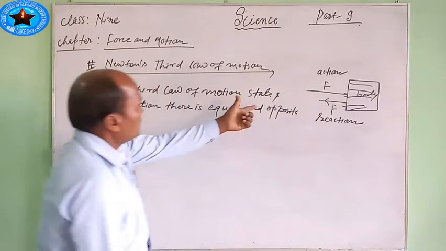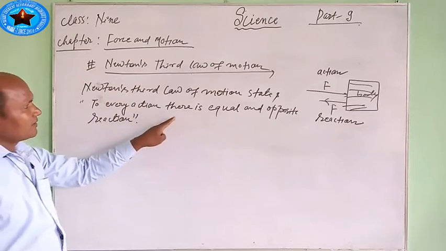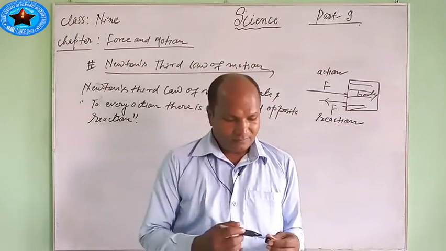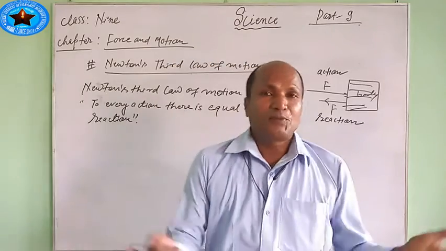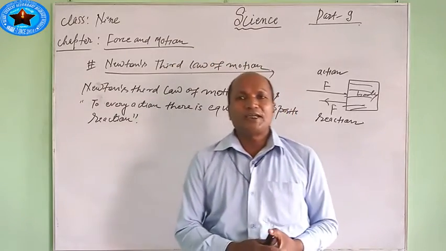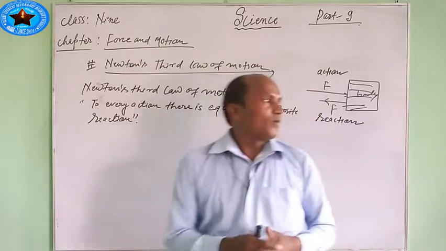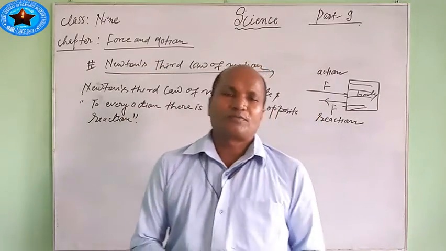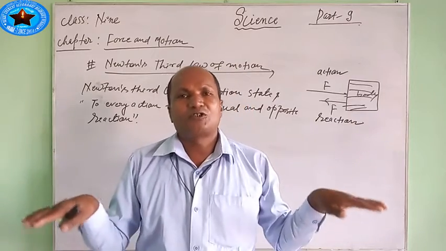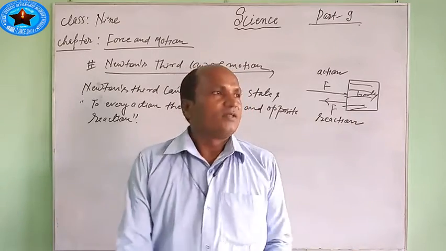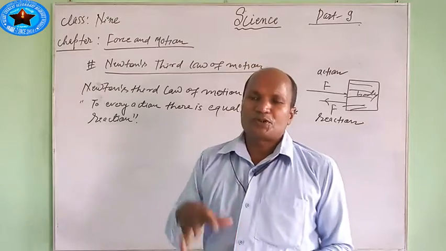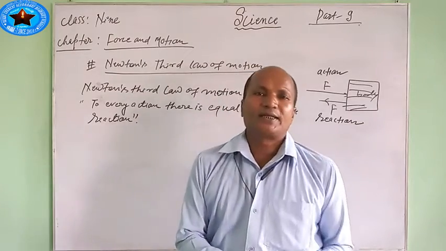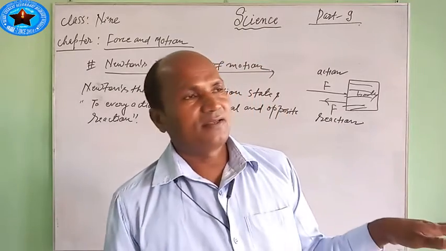Newton's third law of motion states that to every action there is an equal and opposite reaction. You have seen different types of activities. You have also seen a flying bird. When the bird is flying, it pushes its wings downward and backward, which means the air pushes the bird upward and forward. Due to this, the bird can easily fly in the air.